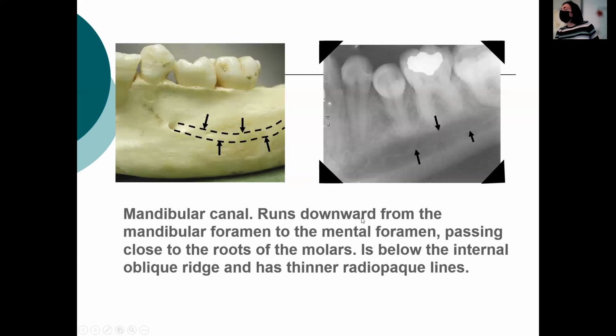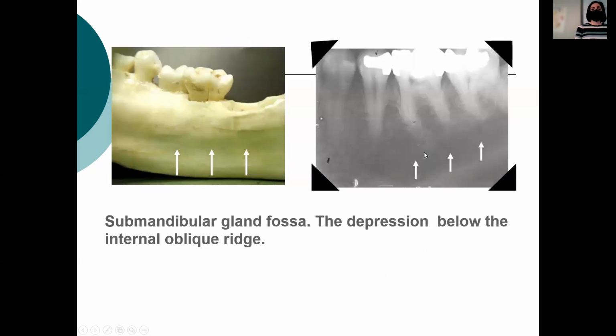What is these notes? Maybe I should read these notes. Runs down from mandible, is below the internal bridge. Yeah, I do think they're pointing to this thinner white line as being the wall of the canal, which makes sense.